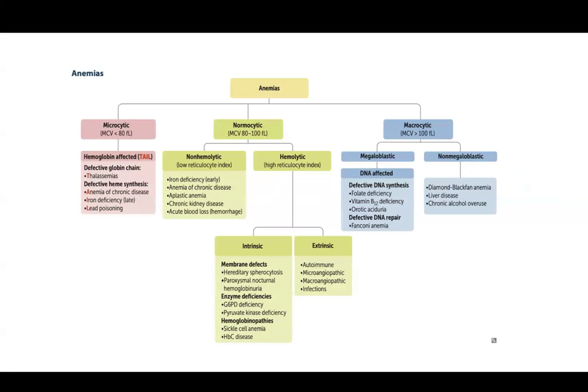But most important to know, you have microcytic anemias like iron deficiency anemia and thalassemias. You have normocytic, which could be either hemolytic or non-hemolytic. And then you have the macrocytic anemias like megaloblastic ones.